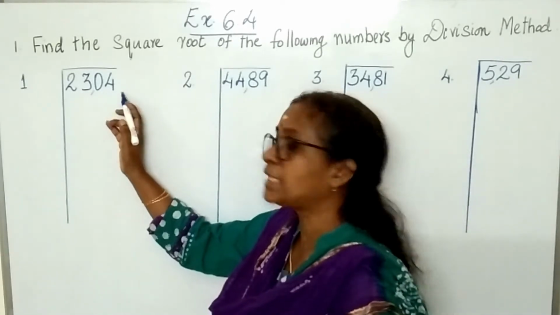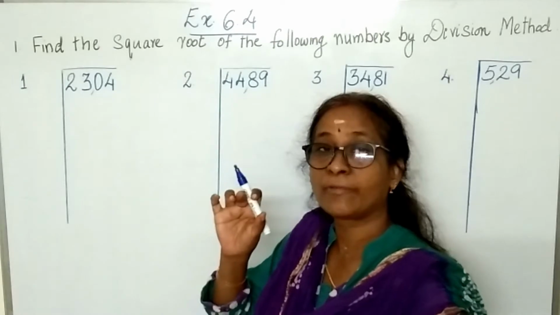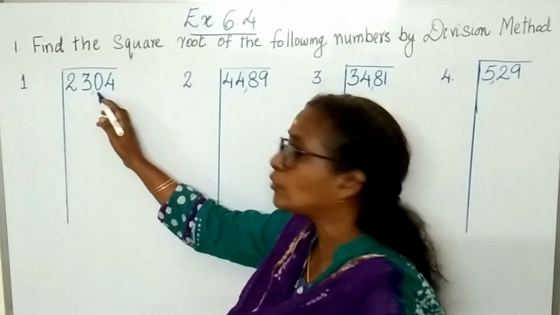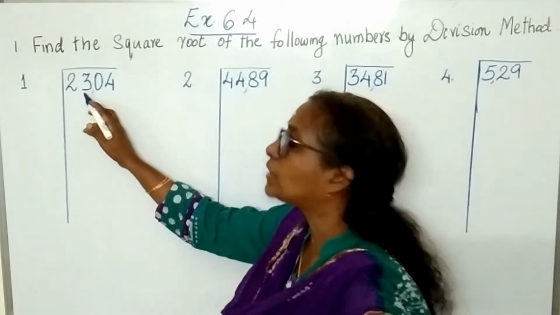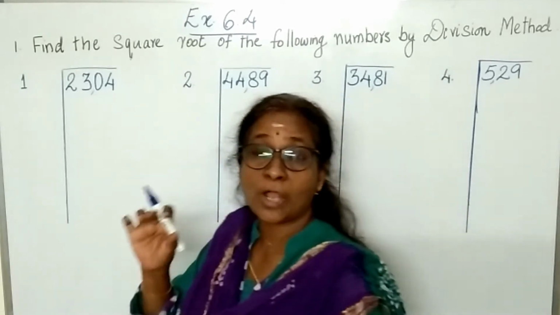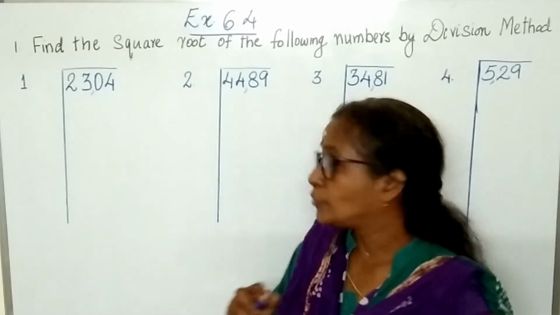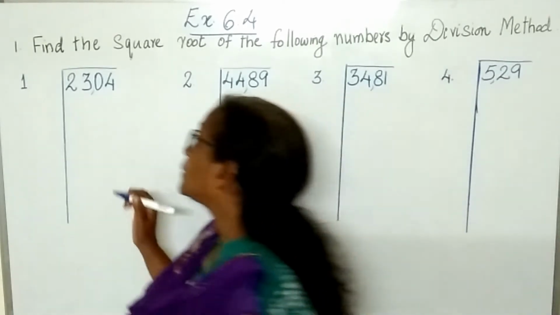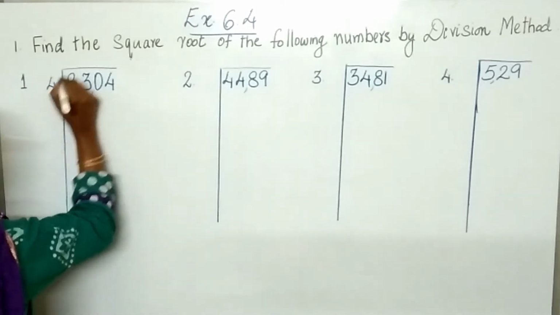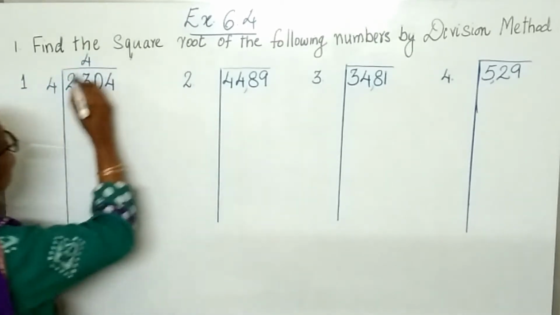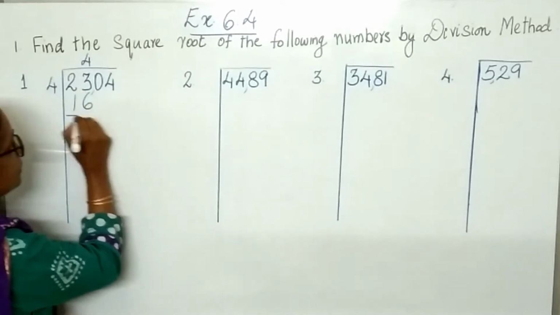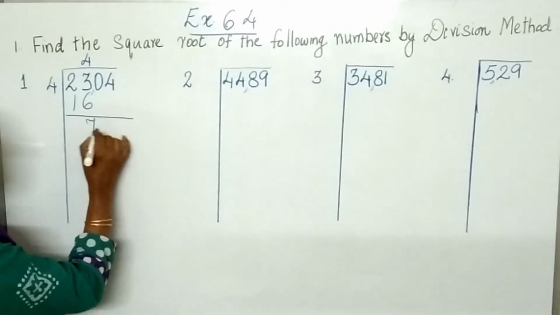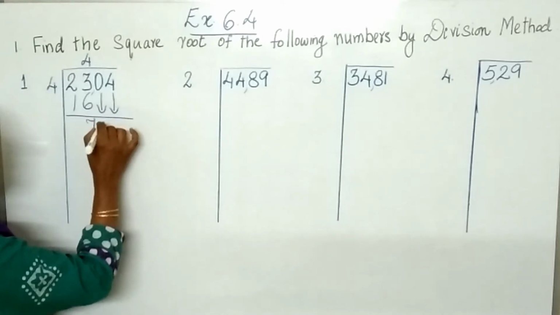Starting from the unit place, we have to make pairs, or groups of two digits. So the first group is 0 and 4, next is 3 and 2, that is, 23 is the first group. Now think of a square number just below 23. Which number is that? 4 4s are 16. So we write here 4, here also 4. When we subtract, we get 7. Then bring these two numbers down.